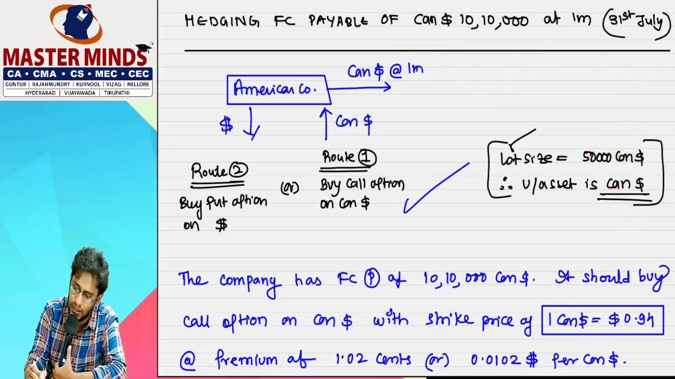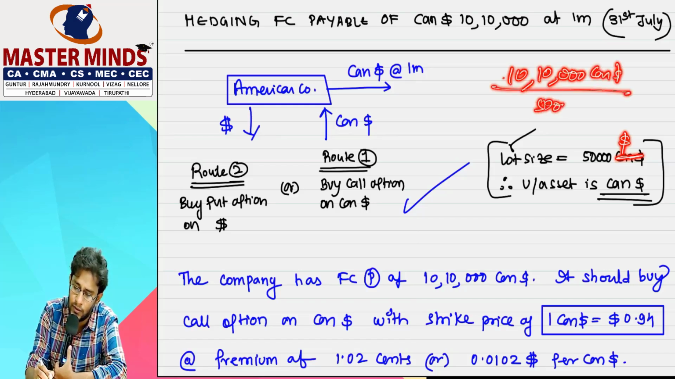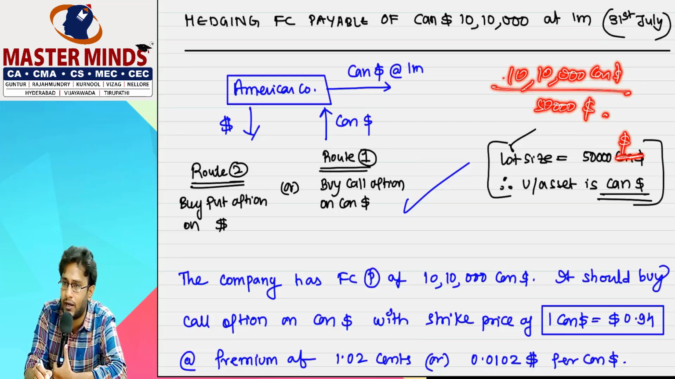Tell me, sir, is it correct? Can I go and do 10,00,000 CAN dollars divided by $50,000? Can I do it like that? That's definitely wrong. So what do I have to do? Definitely, the numerator I now have to convert into an equivalent amount of US dollars. Without doing that, if you work out the lot size, you are caught there.